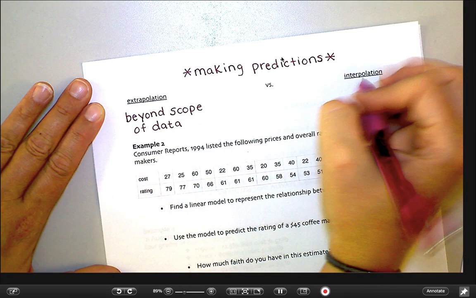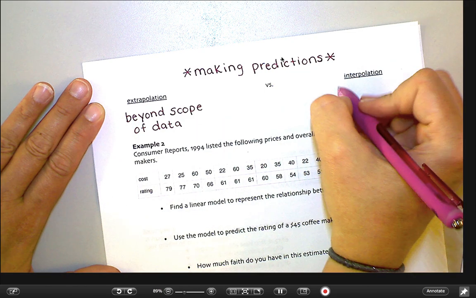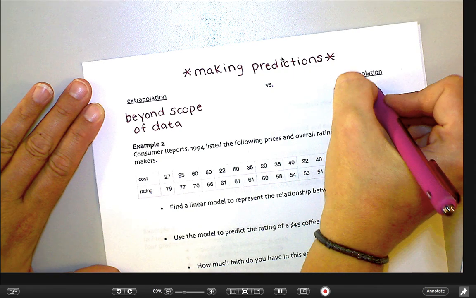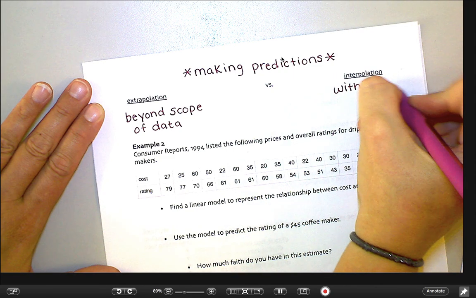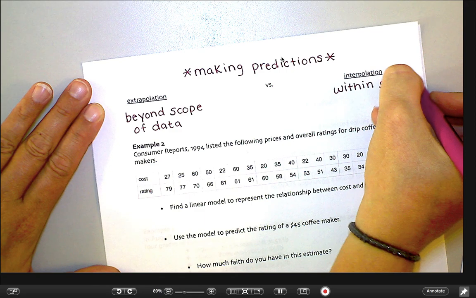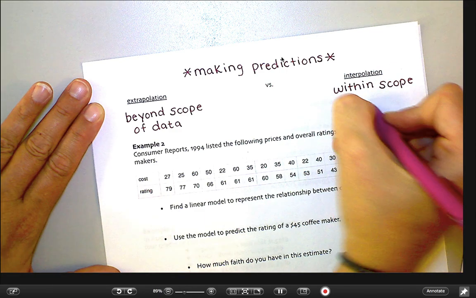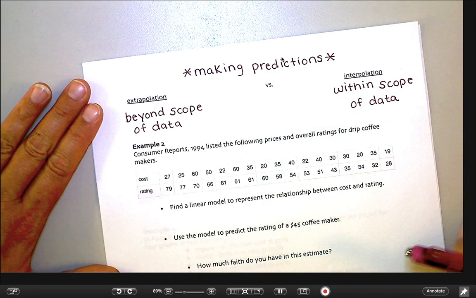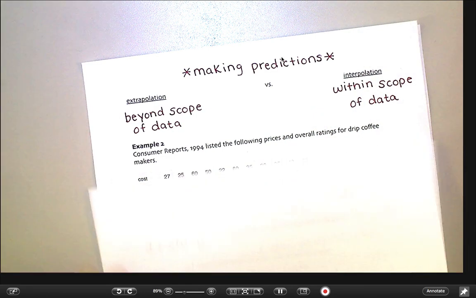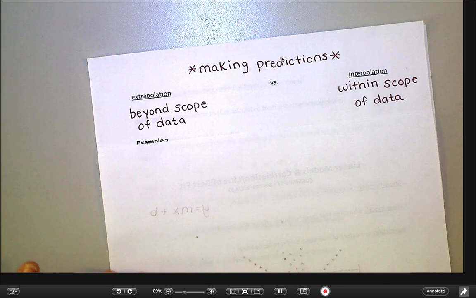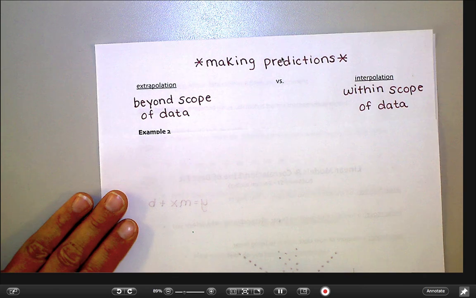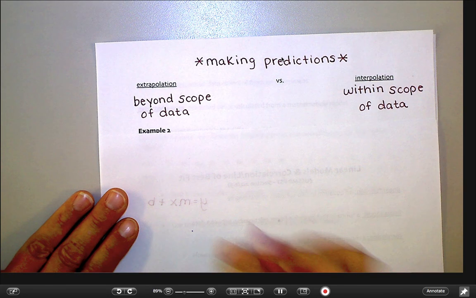And interpolation is making predictions within the scope of your data. Okay. And I'm going to just do a quick example of that. I'm going to put this here. So let's say I collect some data on time of day versus attention span.